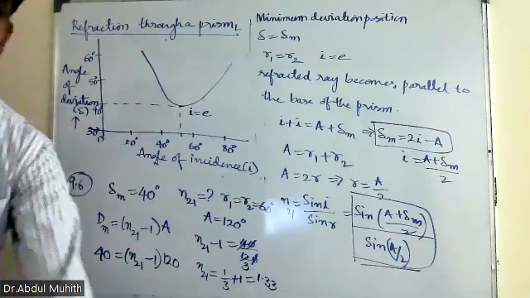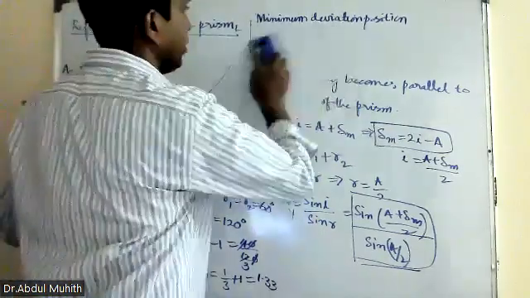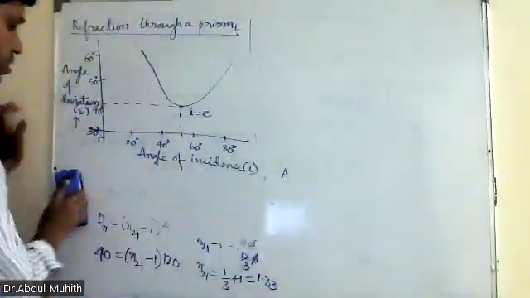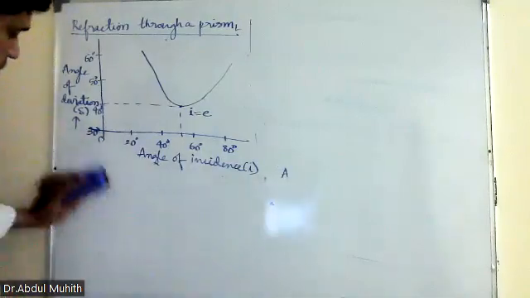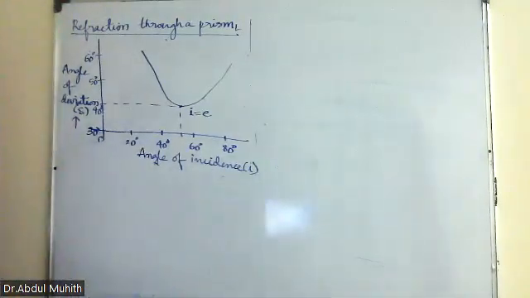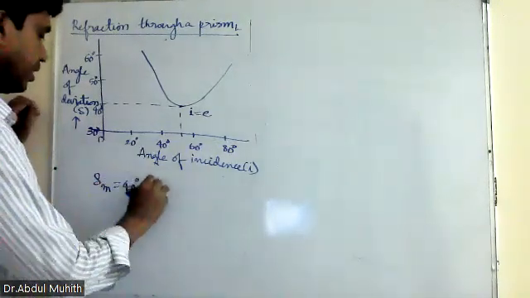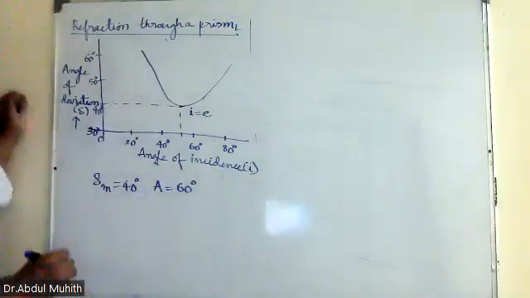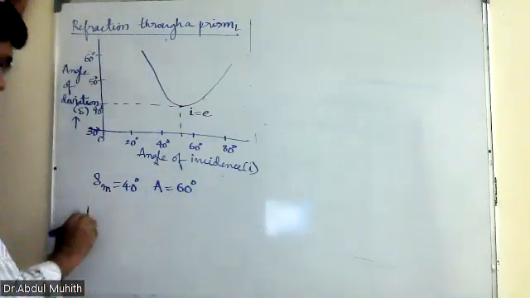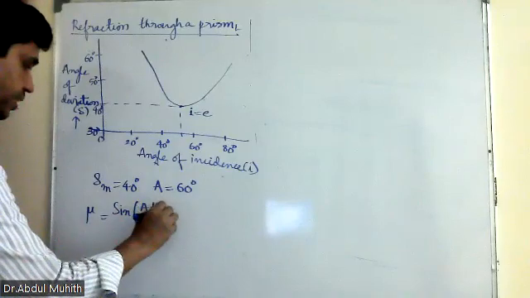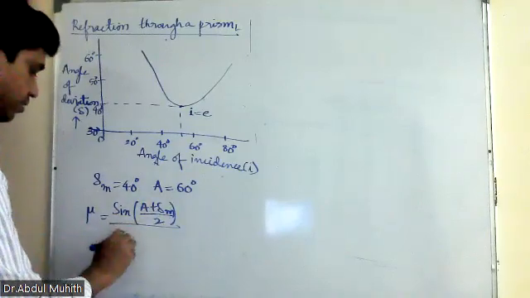Okay, so we'll take the angle of the prism. See here, he gives the values. Delta M value is equal to how much? The delta M value is 40 degrees, and he gives the angle of the prism as 60 degrees. So we just substitute in the formula: mu is equal to sine of (A plus dm) by 2 divided by sine A by 2.